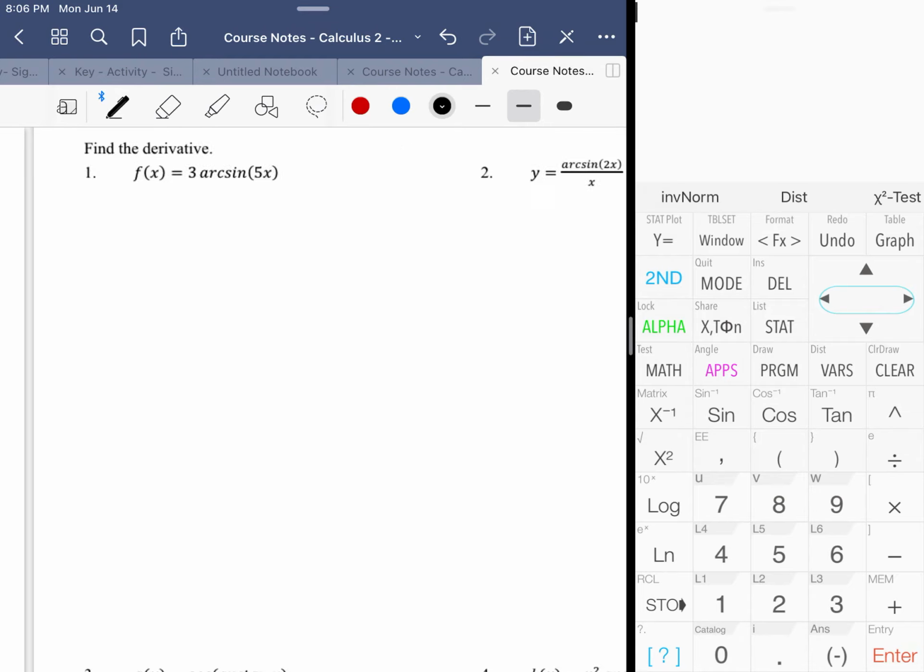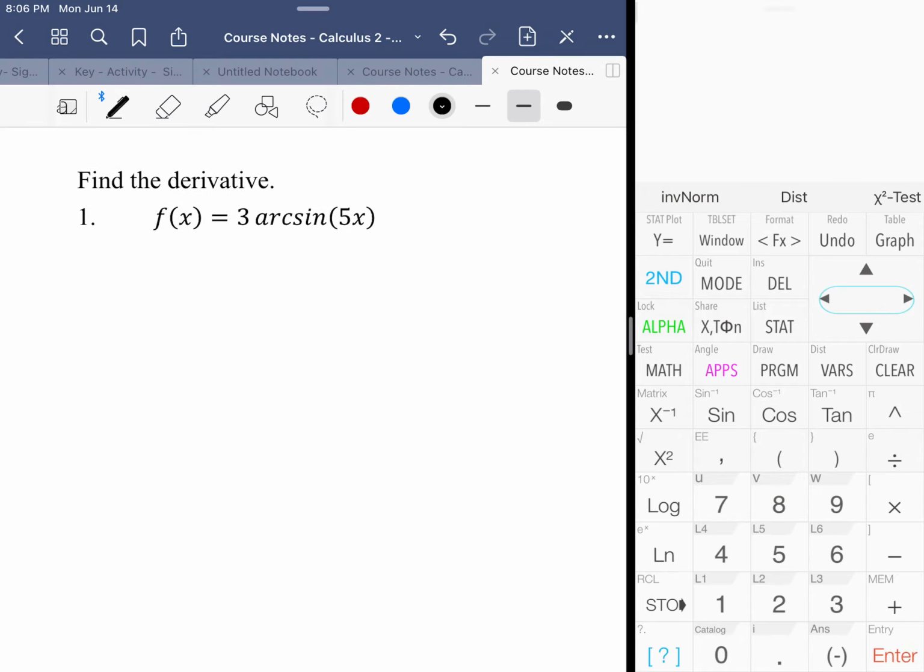So page 29, we're applying more of the rules. It's just a matter of identifying the u. Alright, so that's my u. U prime goes up top. I got a 3 in front though, so let me hang on to that.